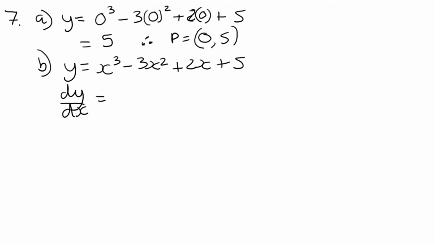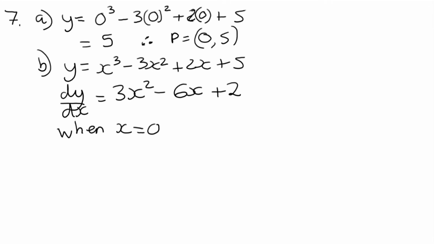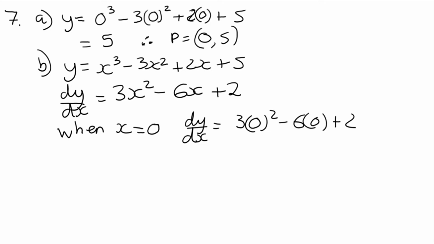Okay, so dy by dx is 3x squared minus 6x plus 2. Now, the gradient of the tangent will be when x equals 0, because your P value, the x value, is 0. So it's not always 0. So when x equals 0, dy by dx equals 2. So the gradient of the tangent is 2.